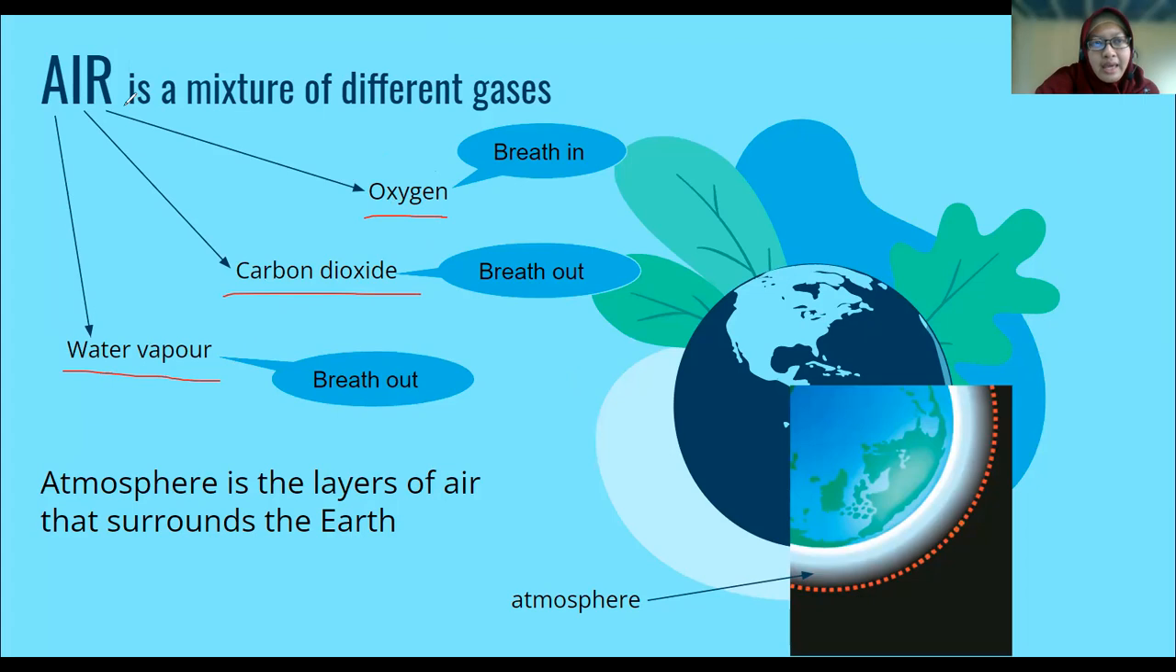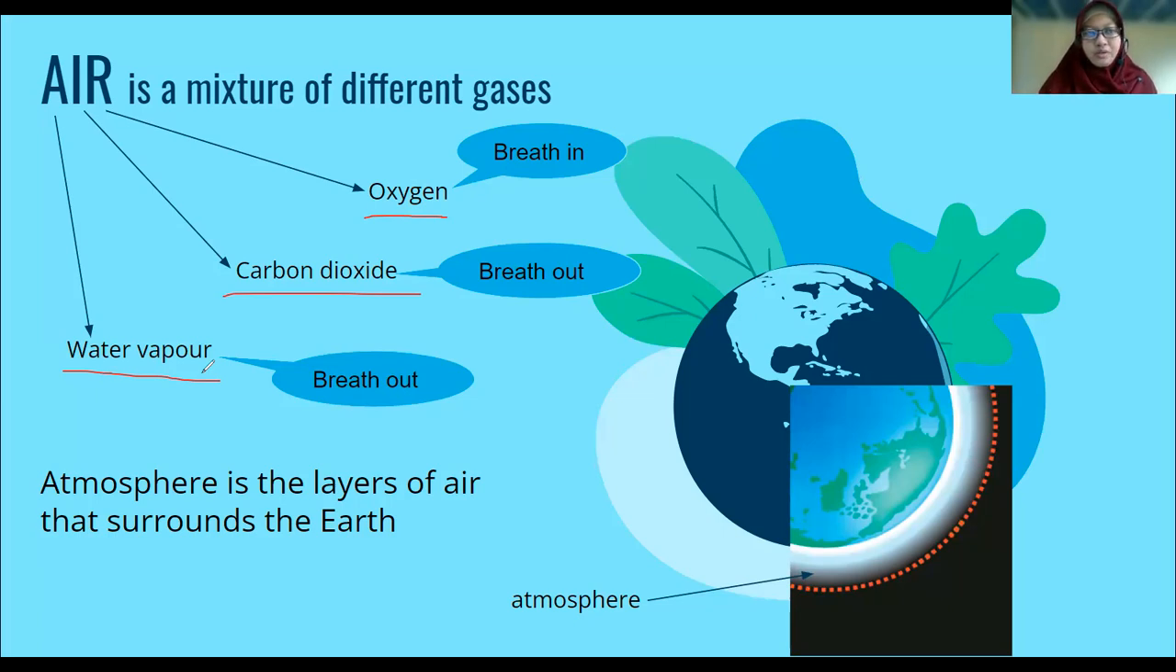Okay, so air is a mixture of different gases, and the first one, the most important one for humans, is oxygen, because we breathe in oxygen. We need oxygen to do respiration. So we breathe in oxygen, and then we breathe out carbon dioxide along with water vapor. Yes, water vapor is also one of the gases that we breathe out.